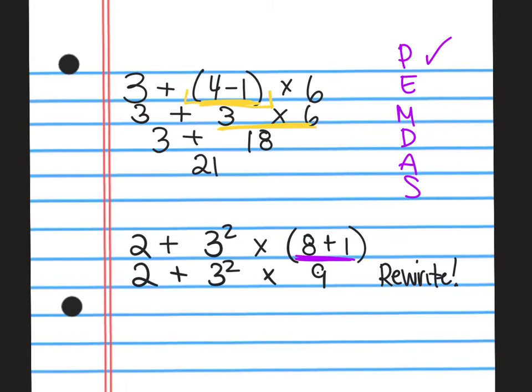Do I have any more P's? Nope, I'm done. Do I have any E's, exponents? Yes, I do. 3 squared. Remember that exponents mean the number times itself, how many times. So 3 squared is two 3s. 3 times 3, two of these. 3 squared is 9. Then I have to rewrite.